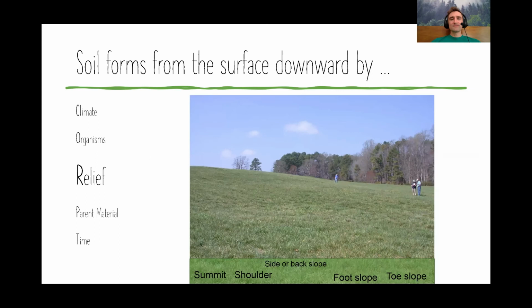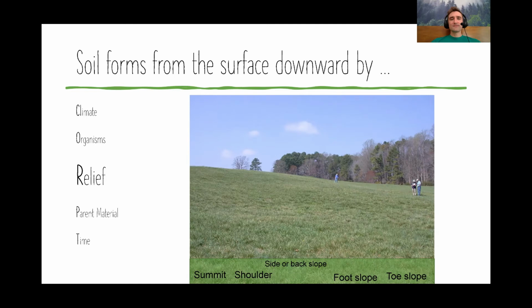So here is a gentle slope, and at the bottom we have terms that help to describe the different sections of a slope. So if any kind of hill, mountain, or even a gentle up or down, we've got these terms. And at each of these 5 points, there will be different things happening down at the soil level as far as formation goes. So at the very top, we have the summit.